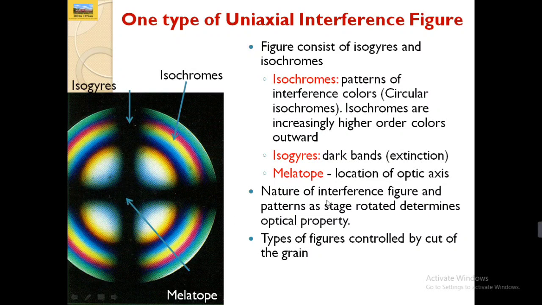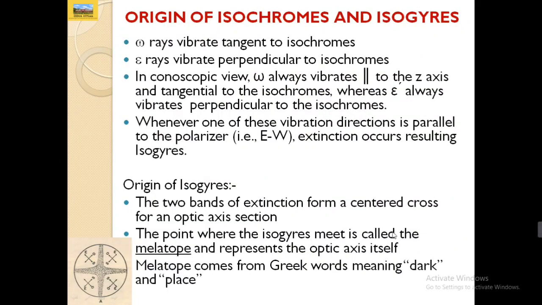Nature of interference figure and pattern as the stage rotates determine the optical property. By rotating the microscope stage, we can determine the optical property. Type of figure is controlled by the cut of the grain. हम ग्रेन को जिस तरह से प्लॉट करेंगे उसके अनुसार ही फिगर डिटरमाइंड होगा. Now origin of isochromes and isogyres.